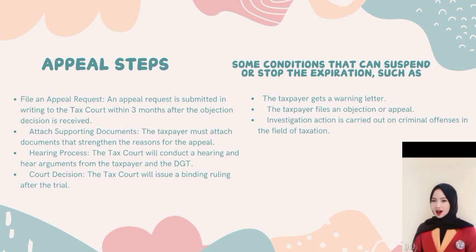The next slide is appeal steps. File an appeal request. An appeal request is submitted in writing to the tax court within 3 months after the objection decision is received. Attach supporting documents. The taxpayer must attach documents that strengthen the reasons for the appeal.